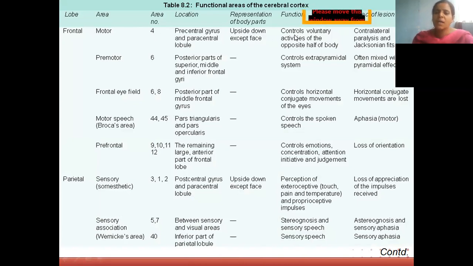So this area number 4 is controlling voluntary activities of the opposite half of the body. And suppose if this area number 4 is damaged, what happens? See, because motor tracts are crossing. Do you remember they are crossing in the medulla, pyramidal decussation, what we studied in physiology? So because 90% of the fibers will move to the opposite side, that means right half of the cerebrum is controlling the left part of the body, left half of the cerebrum is controlling the right half of the body. That's the reason area number 4 of the right side, if it is damaged, then the person will suffer with contralateral paralysis and Jacksonian fits. Okay, beta?